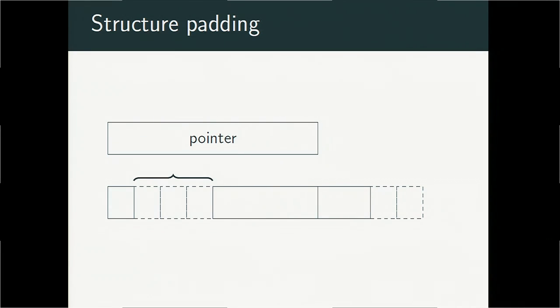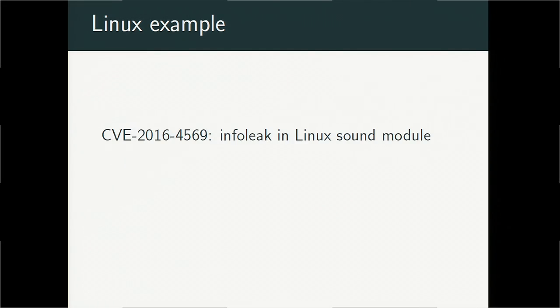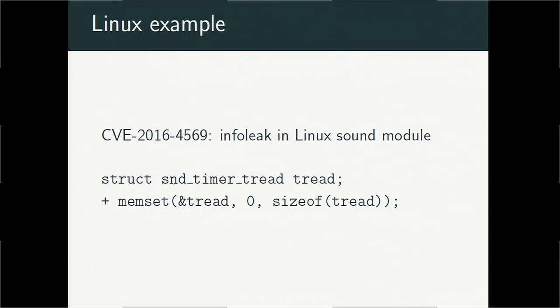If you go and copy this, for example, over the network into user space from a kernel into guest space. Speaking of user space, another example is Linux. And this is another example of a vulnerability, and this one involved struct padding. How do you fix it? We initialize the memory.